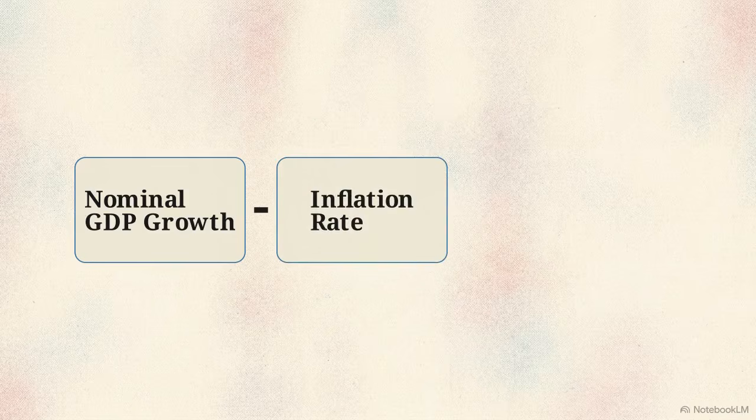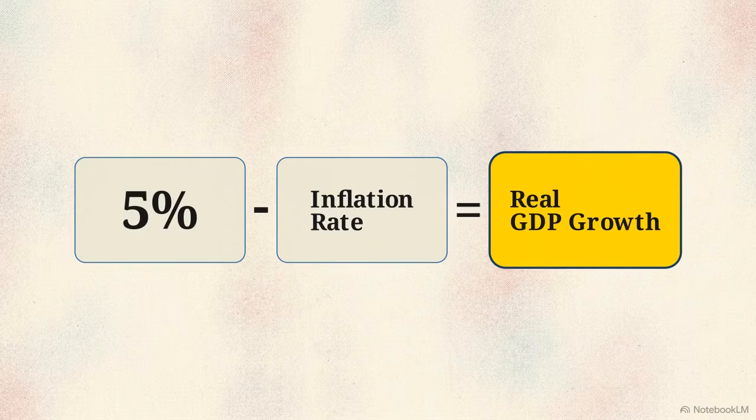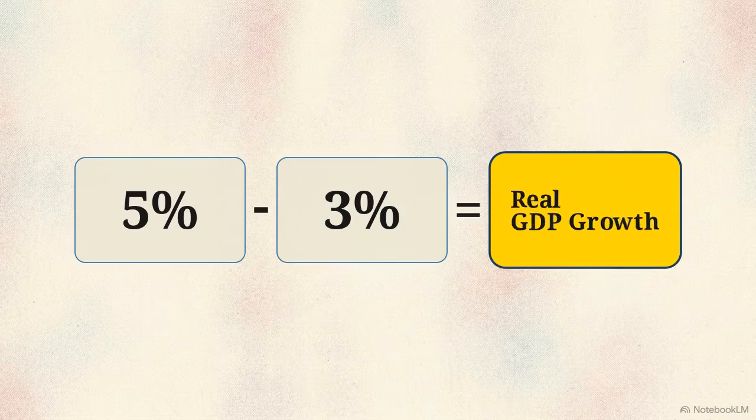There is a simple formula you can use. If you take the nominal GDP growth rate and subtract the rate of inflation, you are left with the real GDP growth rate. So if a headline claims the economy grew by 5%, but you know inflation is at 3%, the true, real growth is only 2%.